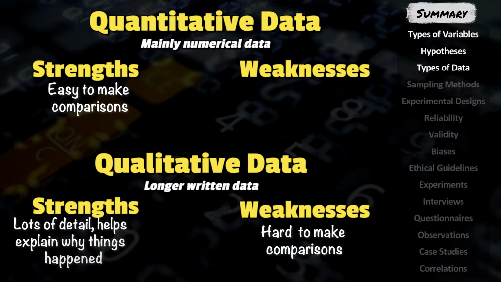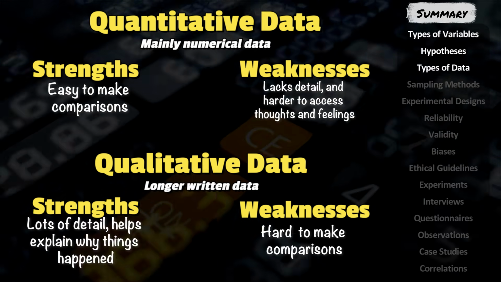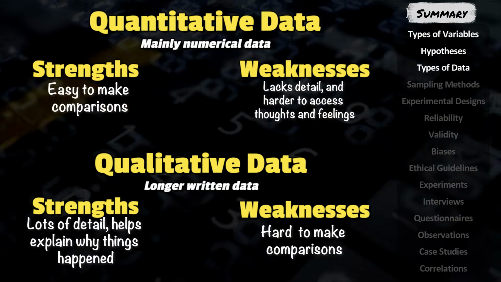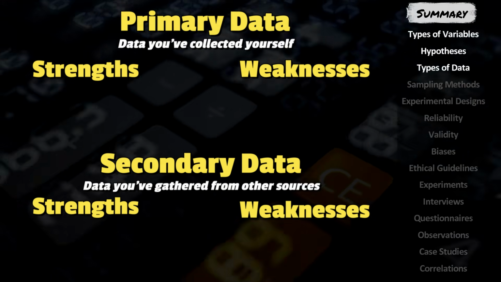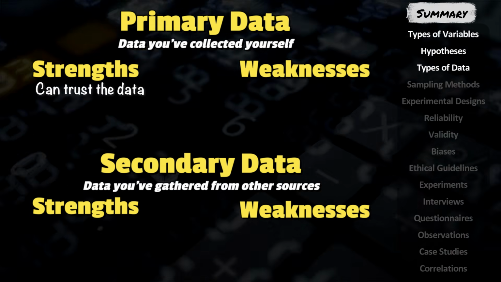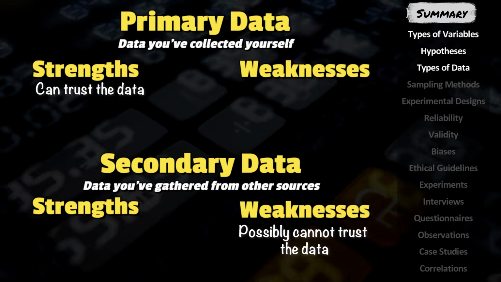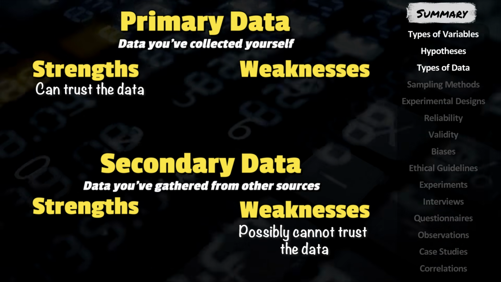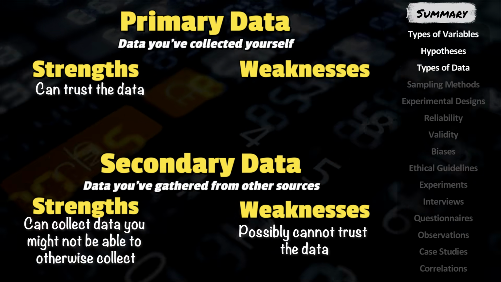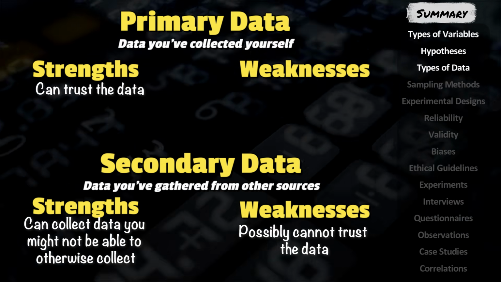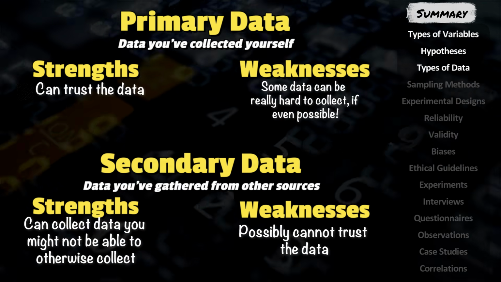A strength of qualitative data is that you get tons and tons of detail compared to quantitative data. So you're really able to try and understand why a certain behavior happened. Primary data is great because you can trust the data. You've collected it yourself, you know that it's to a good level and it's the exact stuff that you want to find out. So primary data is great for that reason. A strength of secondary data is that you can save a load of time, a load of money, and you might be able to access data that you wouldn't otherwise be able to access, such as information in other countries or areas around the world.